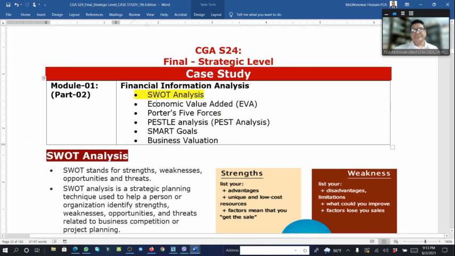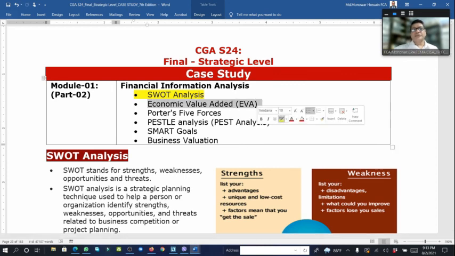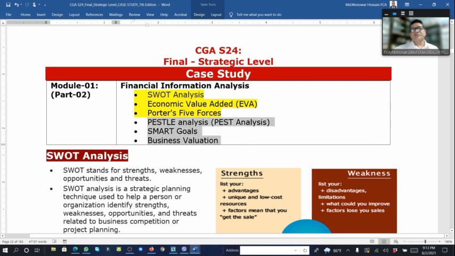short analysis for the case study: EVA valuation, EVA, that means economic value added, Porter's 5 forces model, PESTLE analysis, SWOT and business valuation. That would be our next class.